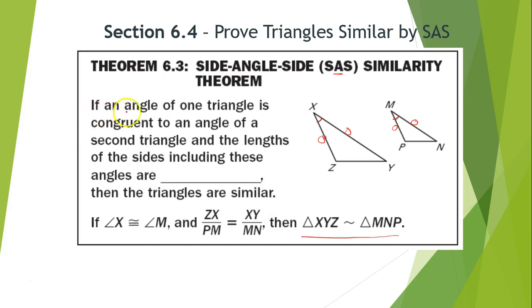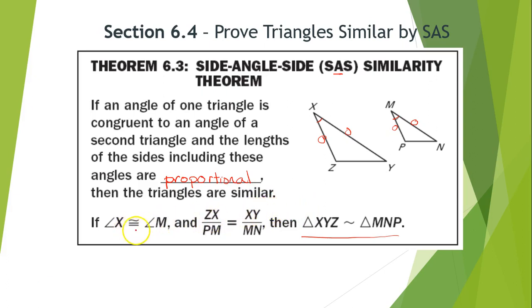So let's look at this. If an angle from one triangle is congruent to an angle of a second triangle, and the lengths of the sides included these angles are proportional, then the triangles are similar.